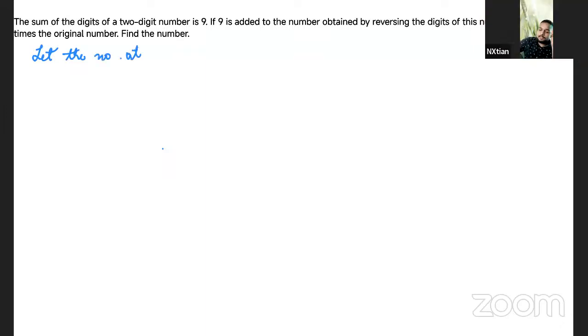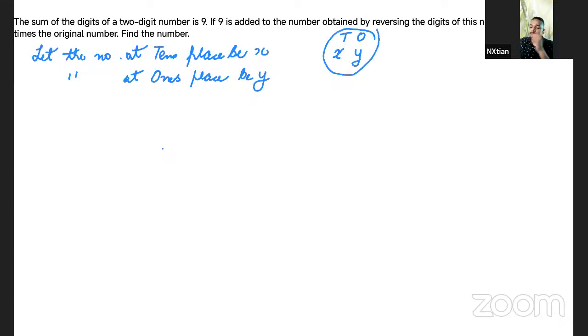Let the number at the tens place be x, and let the number at the ones place be y. So what is my number? The tens place is x and the ones place is y. Now it is given that the sum of the digits is 9, which means that x plus y is equal to 9. Yes or no?